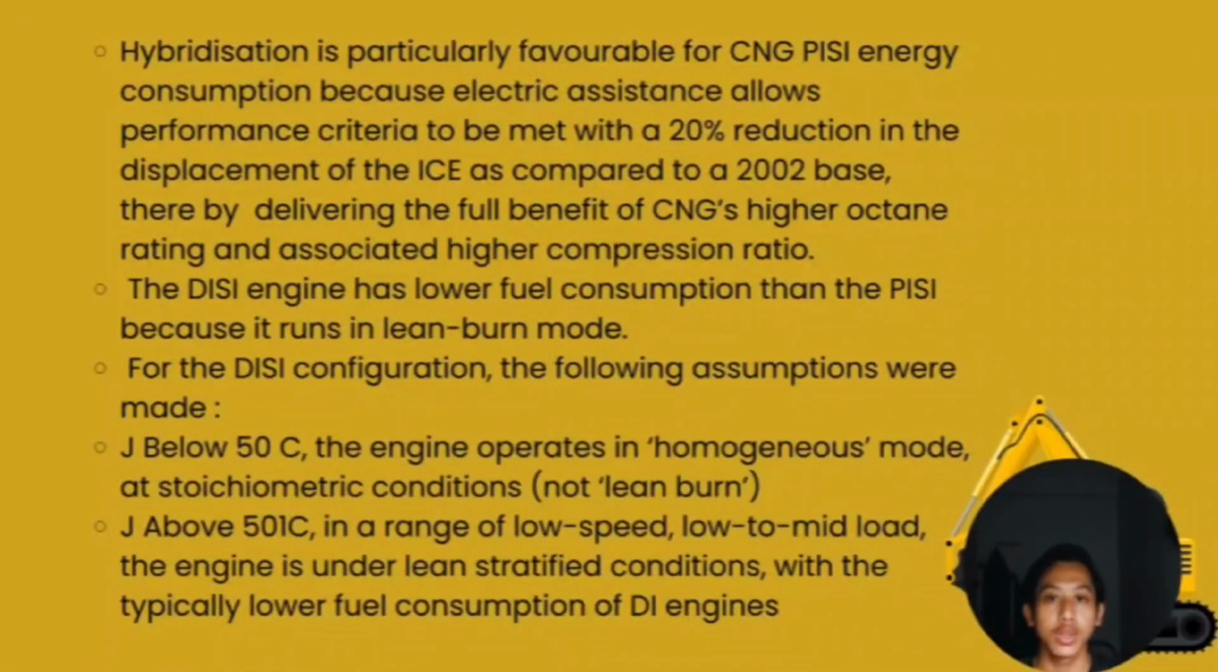The DSI engine has lower fuel consumption than the PSI because it is run in lean burn mode. For the DSI configuration, the following assumptions were made: below 50 Celsius, the engine operates in homogeneous mode at stoichiometric condition, not lean burn. Above 50 Celsius, in a range of low speed and low to mid load, the engine is under lean stratified condition, with the typically lower fuel consumption of the engine.